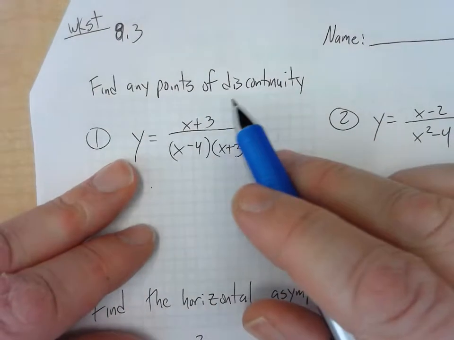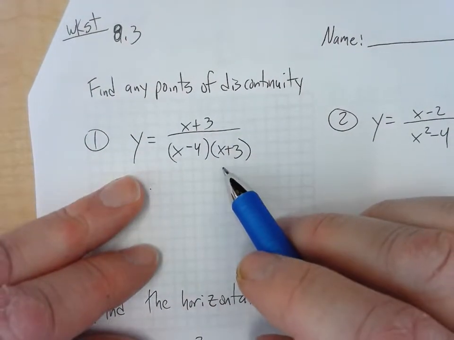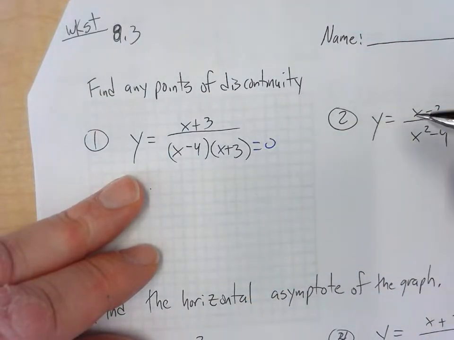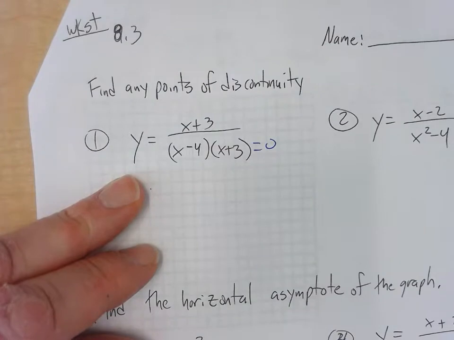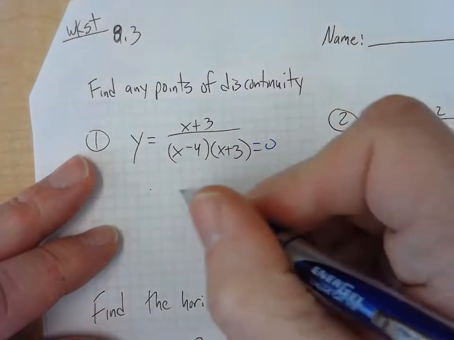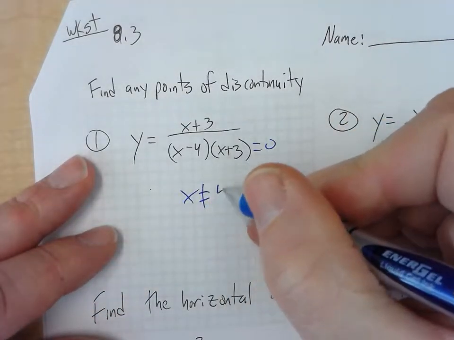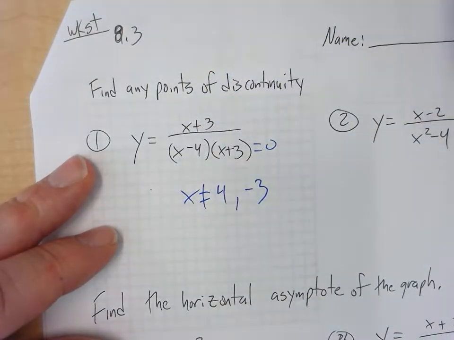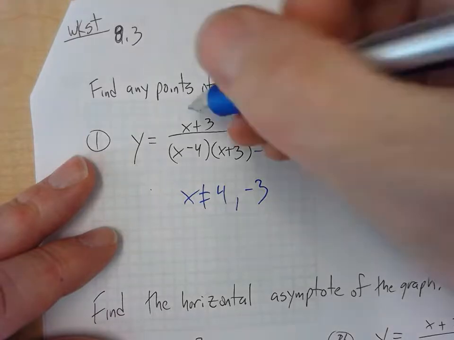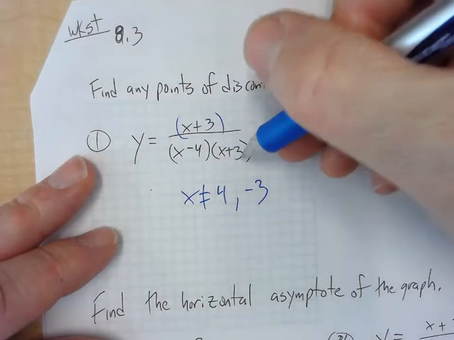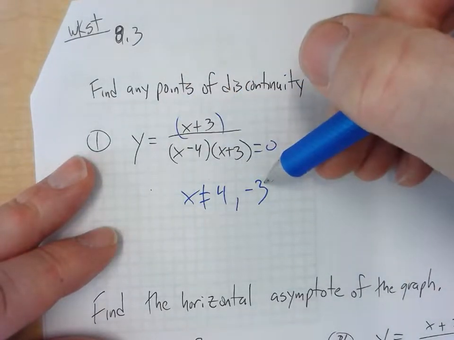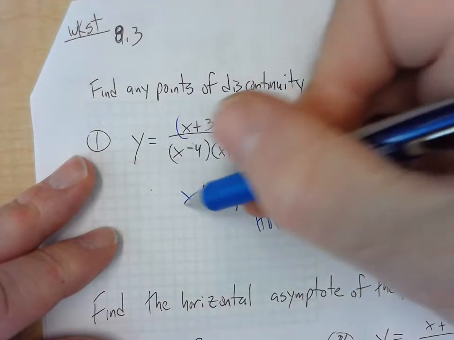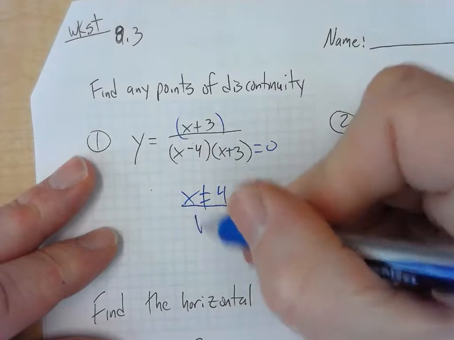Okay, so discontinuities happen when you divide by 0. So you set the denominator equal to 0. Well, it's already factored here, so it's a piece of cake. X cannot be 4 and X cannot be -3. Interestingly enough, there's two kinds of discontinuities. When it's the same thing divided by the same thing, this discontinuity is a hole. And when it's this one here, this discontinuity is a vertical asymptote.